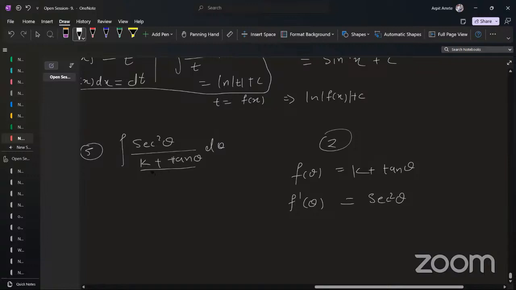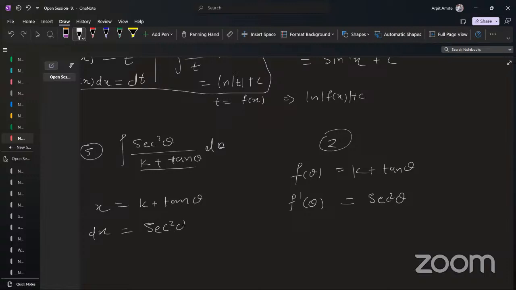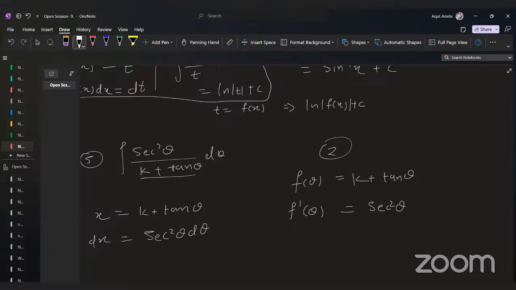So what you can do? Just observe the right thing. If you differentiate the denominator term, you will get the numerator term, right? So take x equals k plus tan theta. Then what will be your dx? dx equals sec square theta d theta, right? Everyone is getting? Yes, sir.